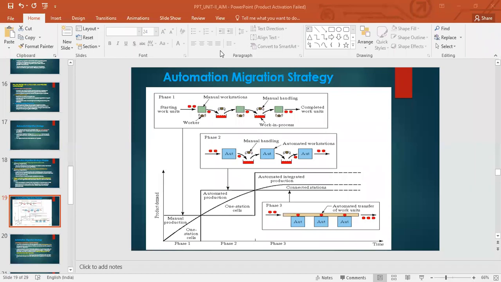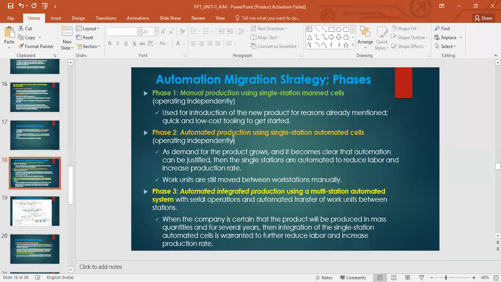Okay, so that is the first phase, manual production. The next phase, you see, is automated production. This automated production uses single station automated cells. Now we have single station but automated cells. They're operating independently because they are not connected, right? That's why we are saying operating independently. Then they have no links with other workstations, isn't it?